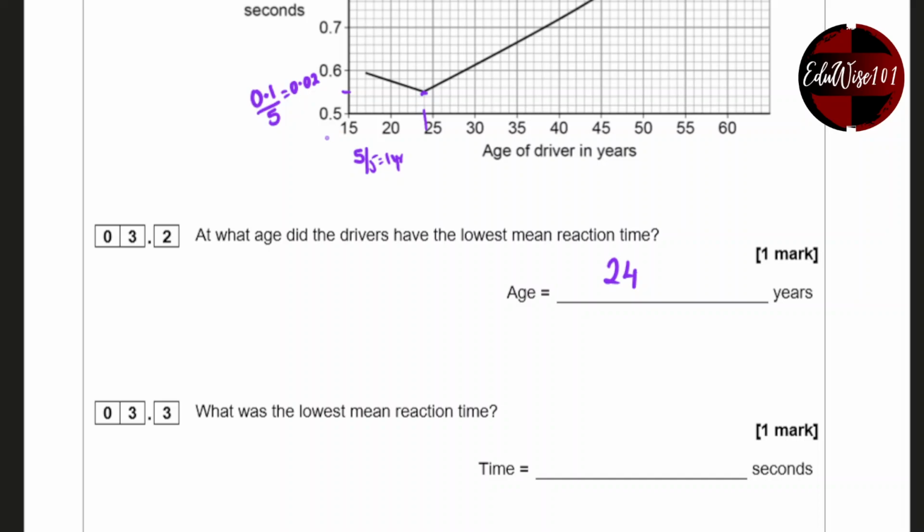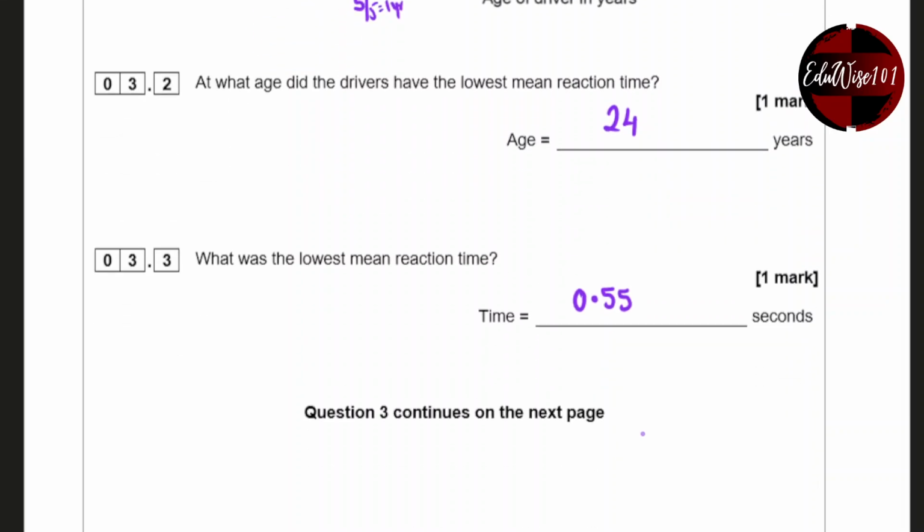So halfway between, this is going to be 0.55. Now they would accept answers between the range of 0.54 to 0.56.